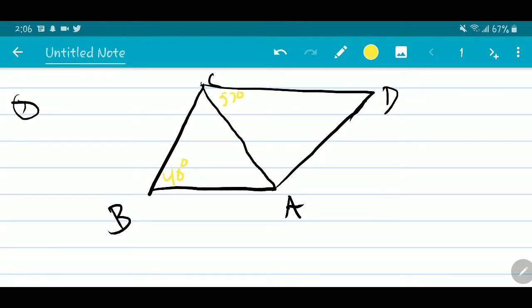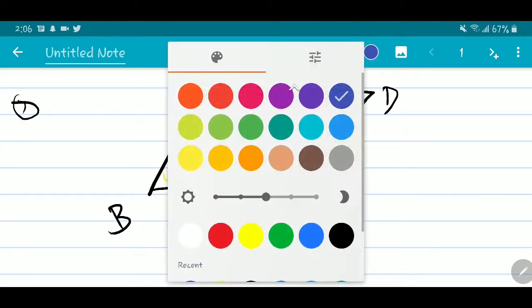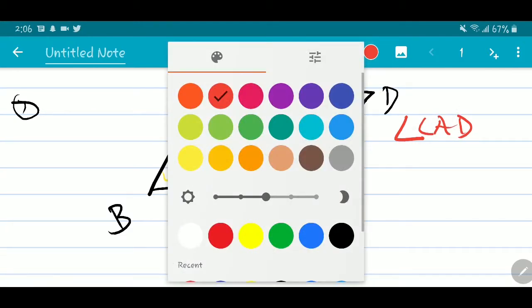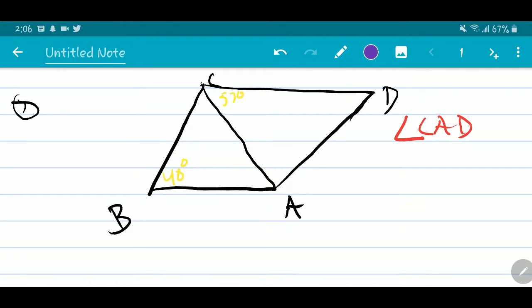And the question asks, what is the measure of angle CAD? So whenever they give you 3 letters, it's always the one in the middle that you're looking at. So C to A to D. So we're looking at this right here. This is our x.